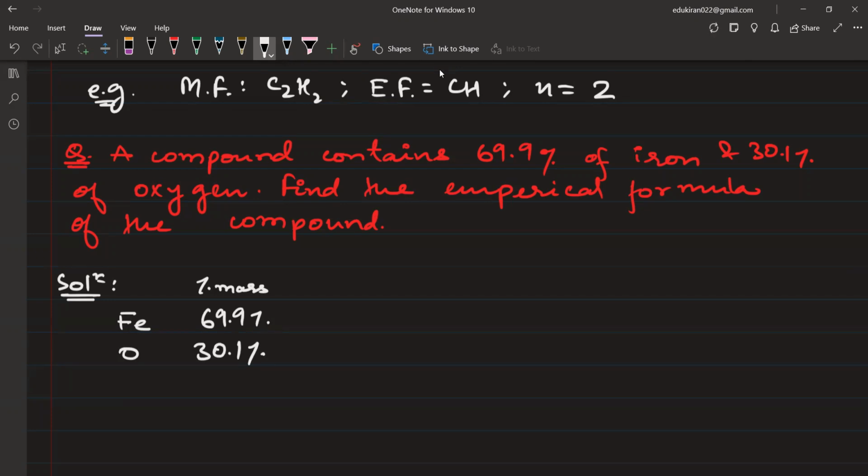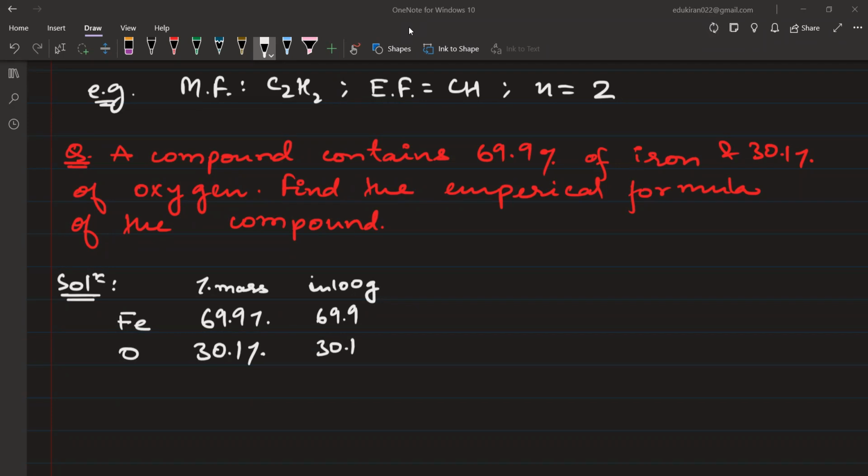So we can say that if I take 100 gram of that compound, I will have 69.9 grams of Fe and 30.1 grams of oxygen. Yes or no? Please tell me. Iram, Fahad, Fatima, Abdullah, any doubt till here? No, I have not done any calculation. Okay, I hope everything is making sense. I'm just trying to get the empirical formula.